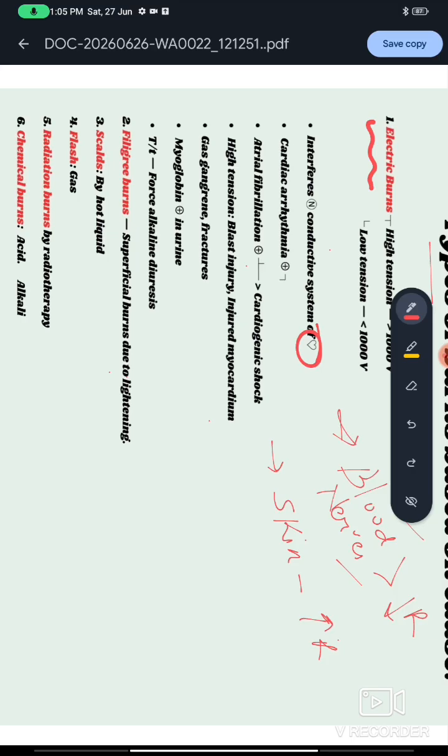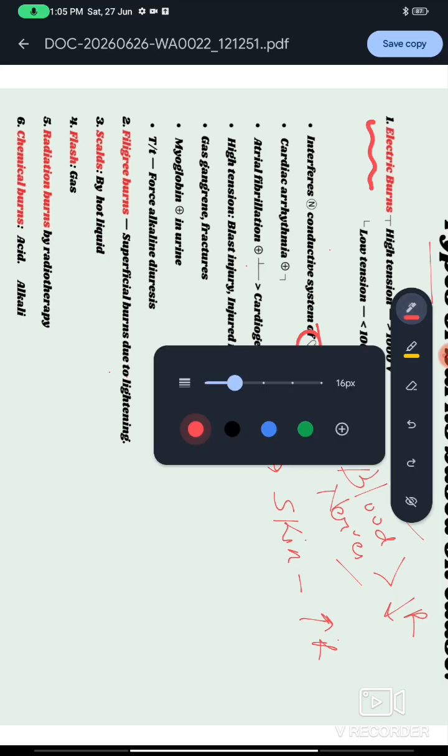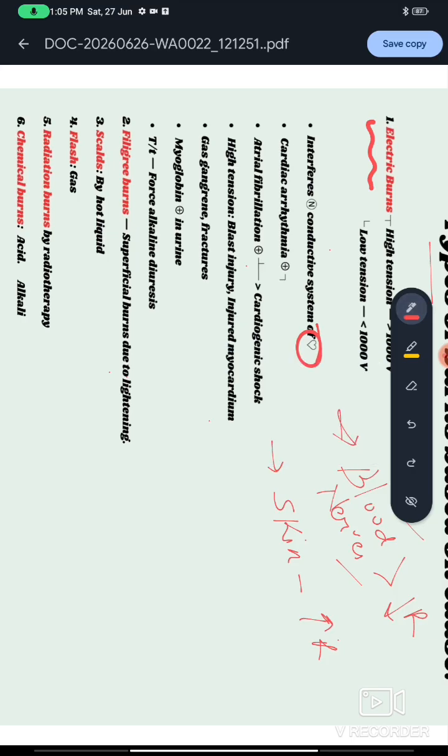Now, as we discussed, electrical burns interfere with the normal conduction of the heart, which causes cardiac arrhythmia, atrial fibrillation, tachycardia, ultimately leading to cardiogenic shock. Now, high tension wire can lead to blast injury and injured myocardium of the heart. Apart from that, along with the blood vessels and nerves, muscles also offer decreased resistance.